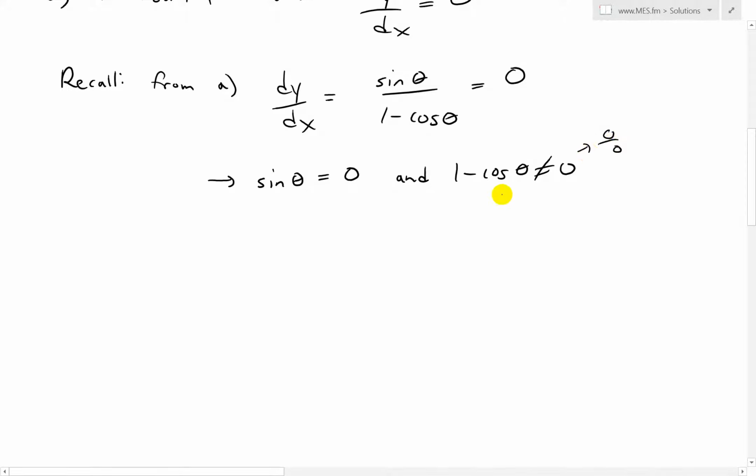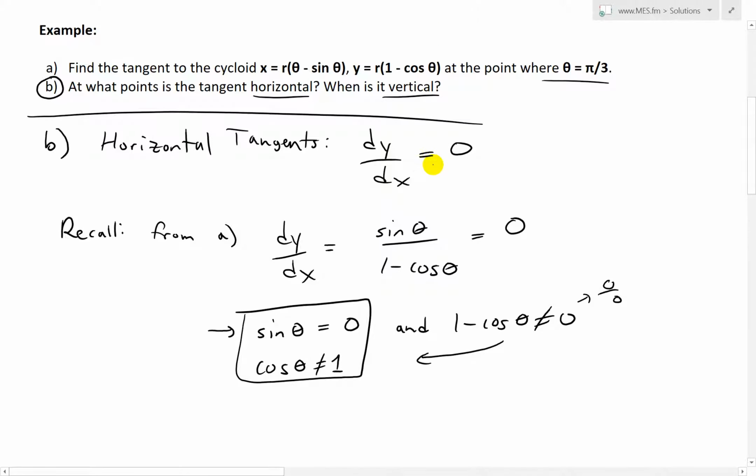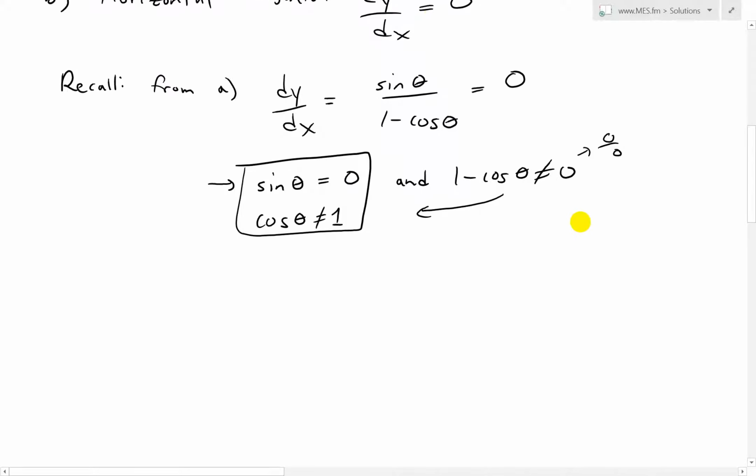So we have to have these cases, and this one you could simplify further by moving the negative cosine to the other side, making it positive. So we have the scenario where cosine theta is not equal to 1. It's the same thing. Now, we need to make sure these two conditions are met for the derivative to equal 0, for us to have a horizontal tangent.